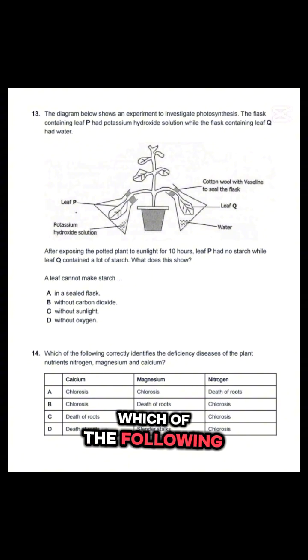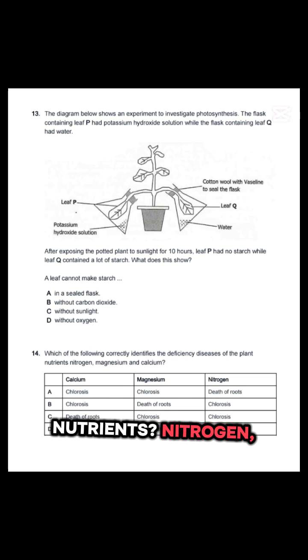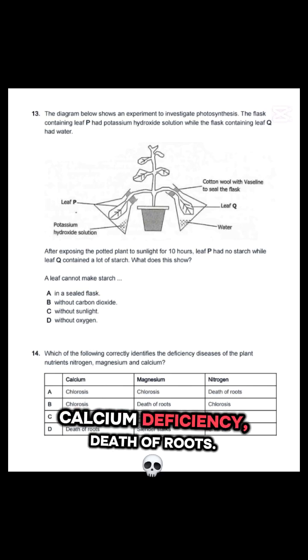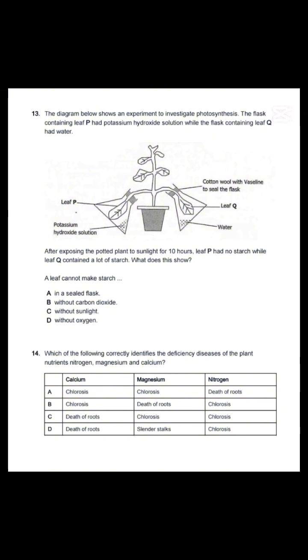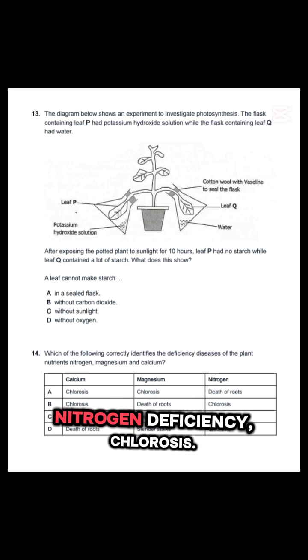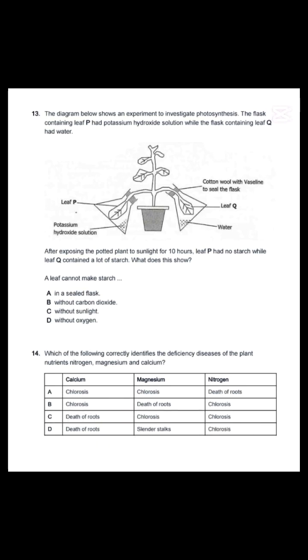14. Which of the following correctly identifies the deficiency diseases of the plant nutrients nitrogen, magnesium and calcium? Correct answer, C. Calcium deficiency, death of roots. Magnesium deficiency, chlorosis. Nitrogen deficiency, chlorosis.